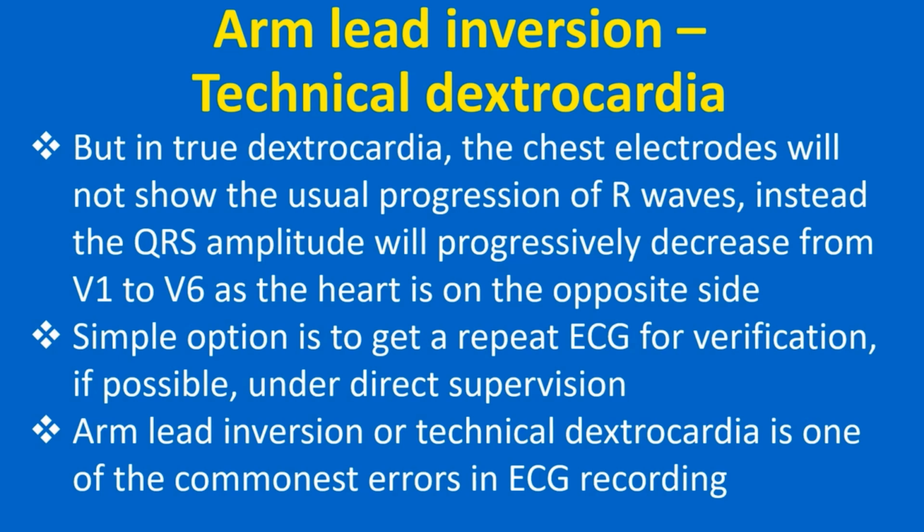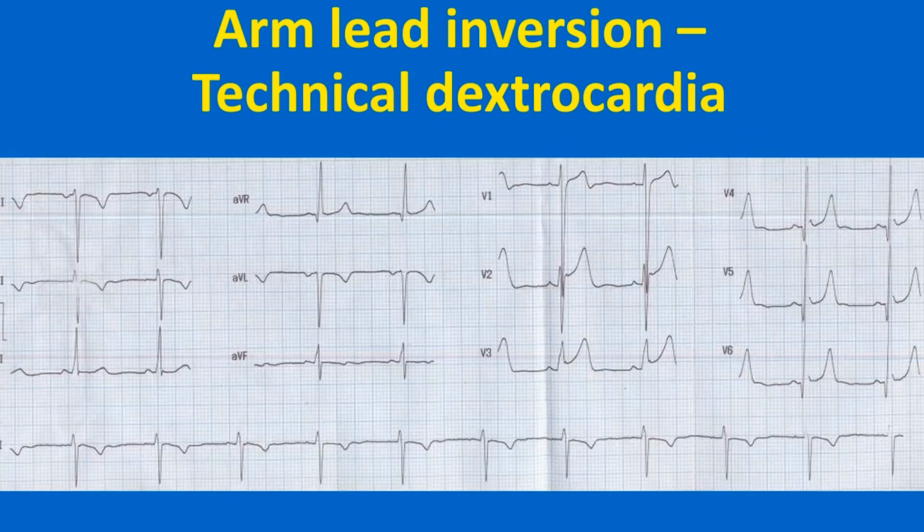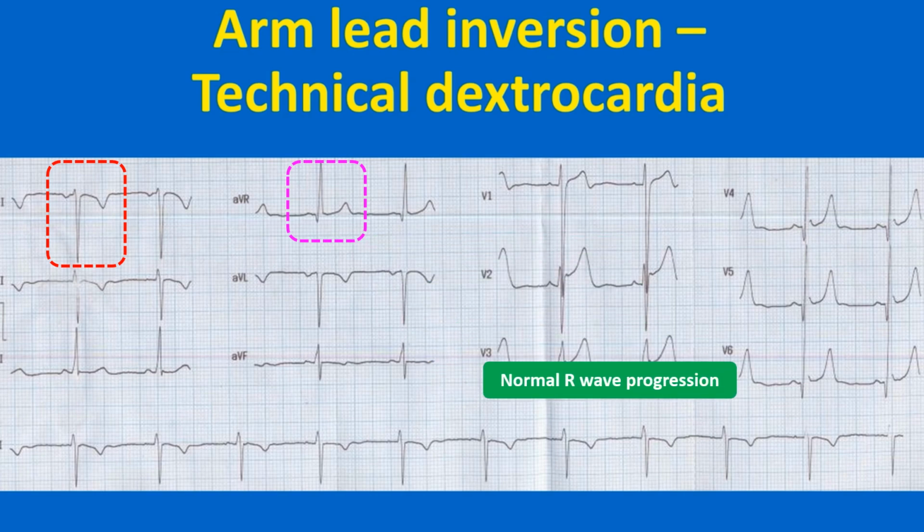Arm lead inversion, or technical dextrocardia, is one of the commonest errors in ECG recording. This ECG has features of arm lead inversion mentioned above. Negative P, predominantly negative QRS in lead 1 with negative T waves, and upright waves in AVR are seen, but chest leads show normal progression from V1 to V6.